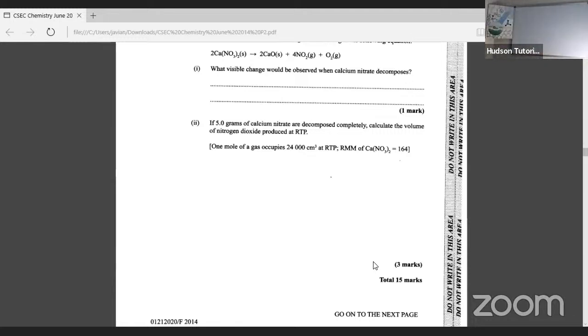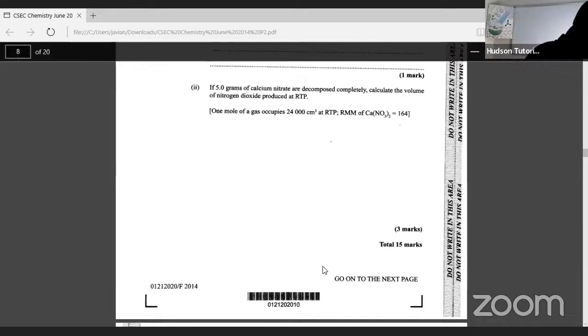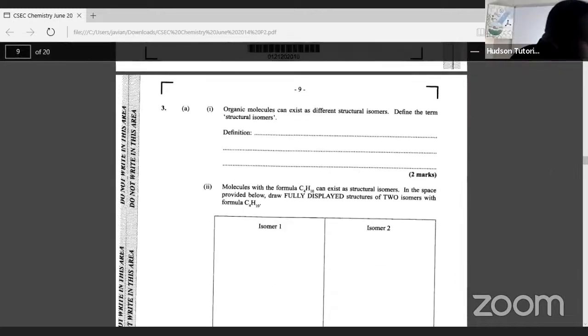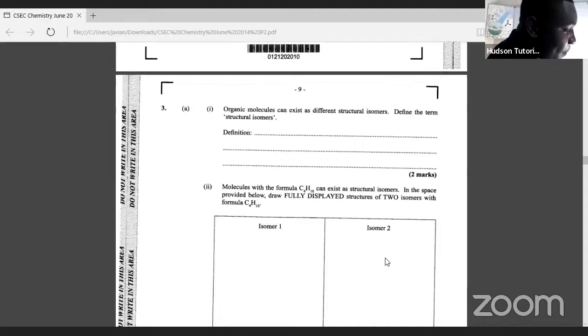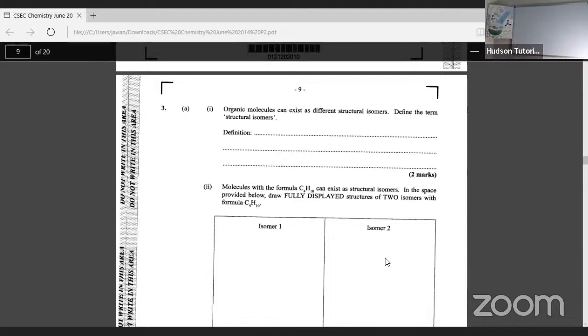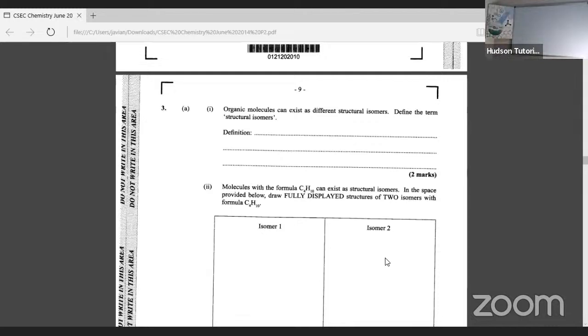All right, let's continue. Moving on. So we're now on question 3. I hope you guys are understanding the dynamics of your paper by now. The first 2 questions will come from module 1 or section A at the CSEC level, which is principles of chemistry. The next question, which is question 3, will actually come from organic chemistry, section B. So we're teaching and going at the same time. Let's go. It says organic molecules. Let's look at the question.